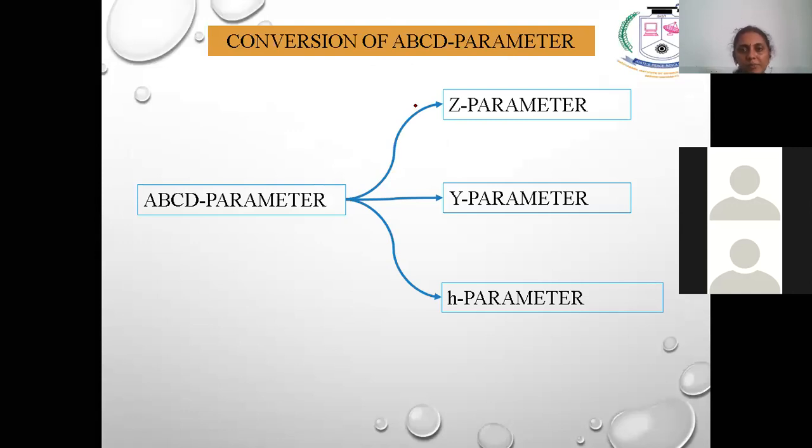Next one, conversion of ABCD parameters. Take 5 minutes, just try to convert, then we will go through it fast. Convert ABCD parameter into Z parameter first. Convert the transmission parameter in terms of impedance parameter. So you have to write the equation first for Z parameter, compare with the ABCD parameter, whichever is same, you have to take the other equation. The same equation should be omitted. Take the other equation, rearrange that first, and then you can start comparing.